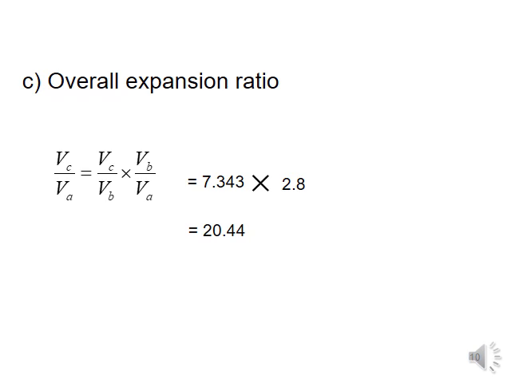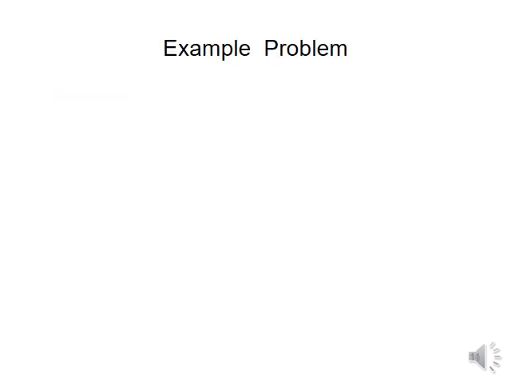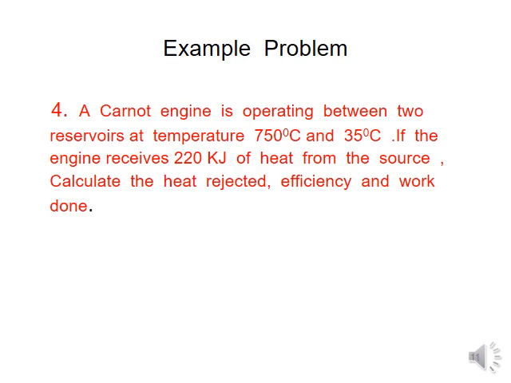So, next problem. A Carnot engine is operating between two reservoirs at temperatures 750 degrees centigrade and 35 degrees centigrade. If the engine receives 220 kilojoules of heat from the source, calculate the heat rejected, efficiency and work done.